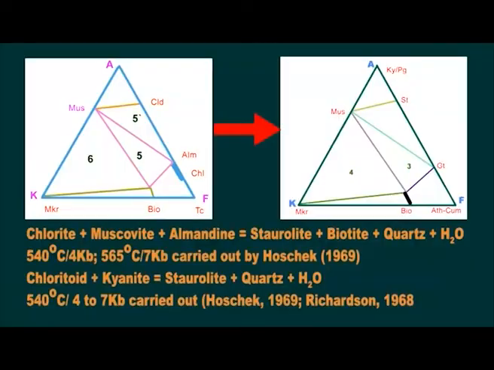Lower temperature limit. The appearance of staurolite is one of the most reliable indicators of the beginning of the amphibolite facies. Staurolite is formed by the following reactions. Chlorite plus muscovite plus almandine give rise to staurolite plus biotite plus quartz plus water, 540 degree centigrade 4 kilobar, 565 degree centigrade 7 kilobar, carried out by Hoschek 1969. Another reaction, chloritoid plus kyanite give rise to staurolite plus quartz plus water, 540 degree centigrade 4 to 7 kilobar, carried out by Hoschek 1969, Richardson 1968.